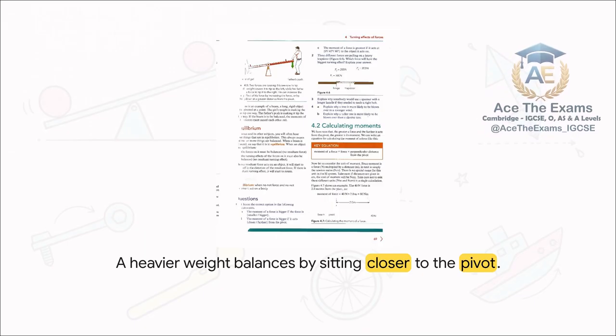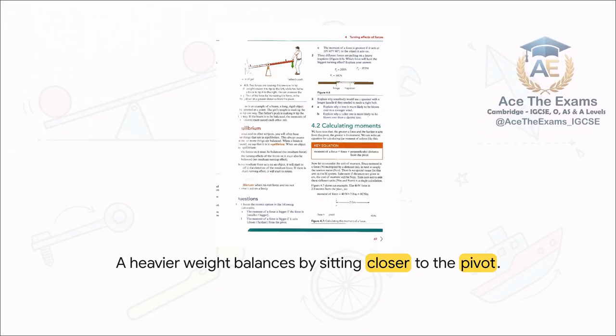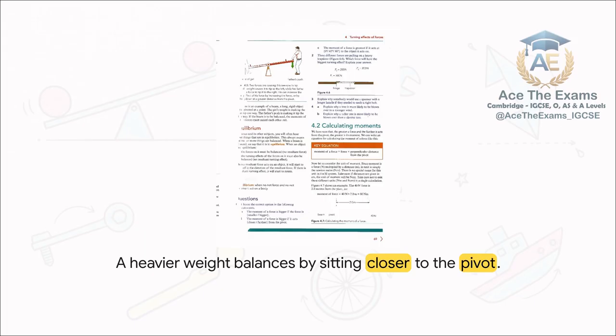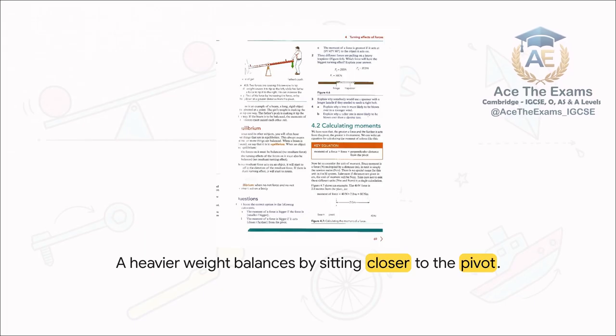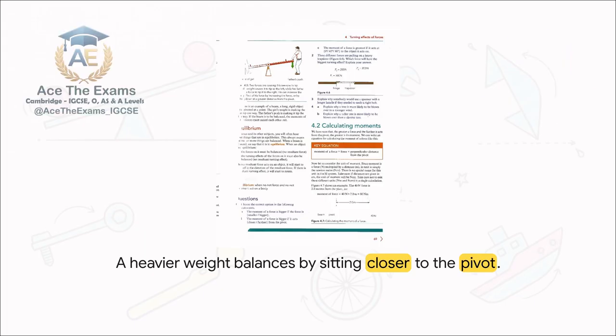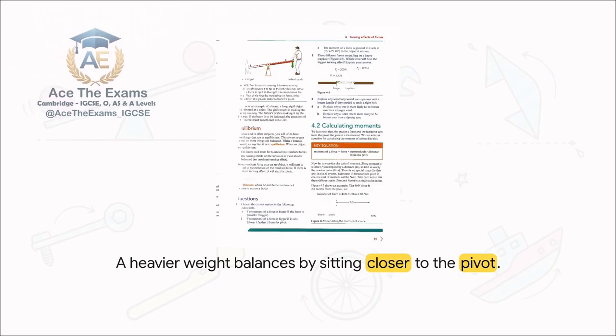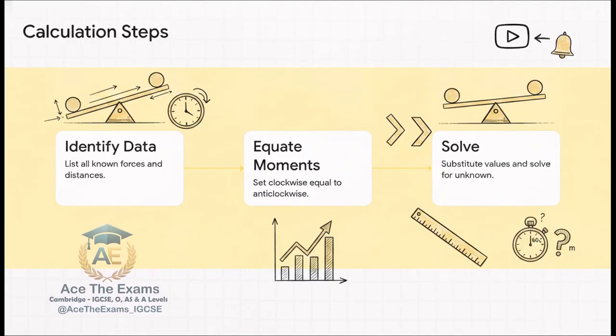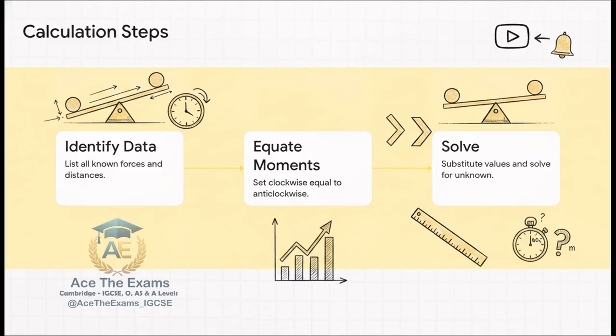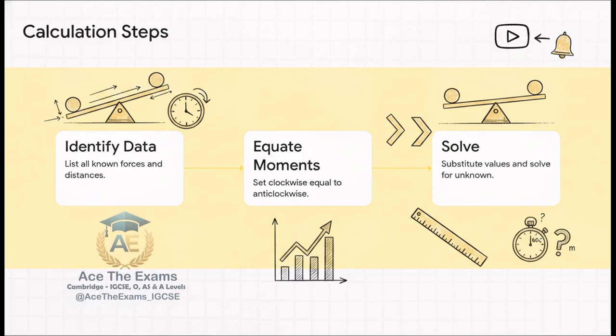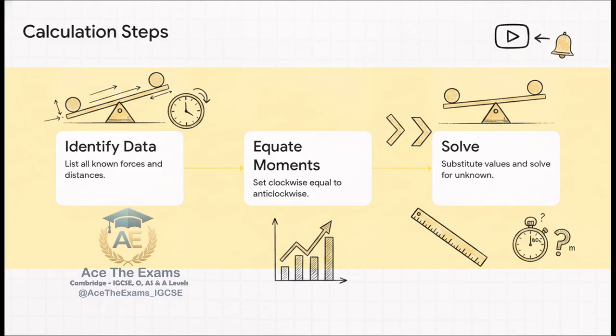Now, Alex would see this and write a whole page on gravitational fields. Don't do that. Keep it tight. This is a standard calculation question waiting to happen. So how do we ensure we get every single mark without panicking when the timer is ticking down? I'm going to walk you through our foolproof three-step system for calculating unknown balancing forces. This is your physics success blueprint.